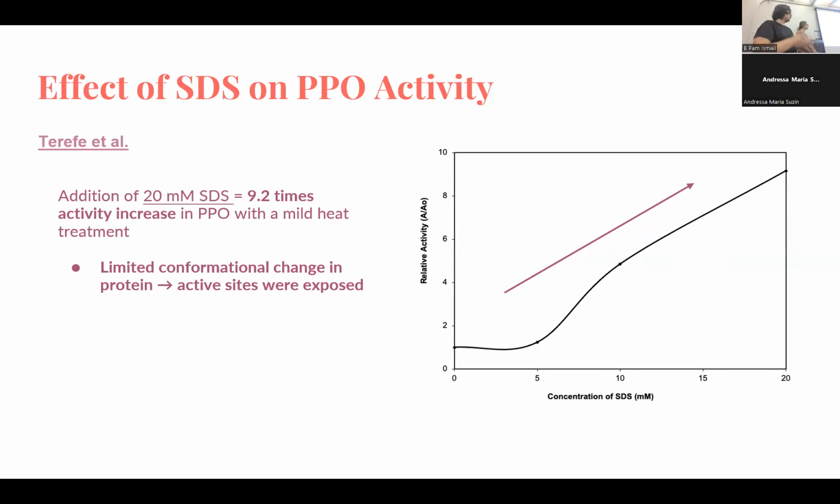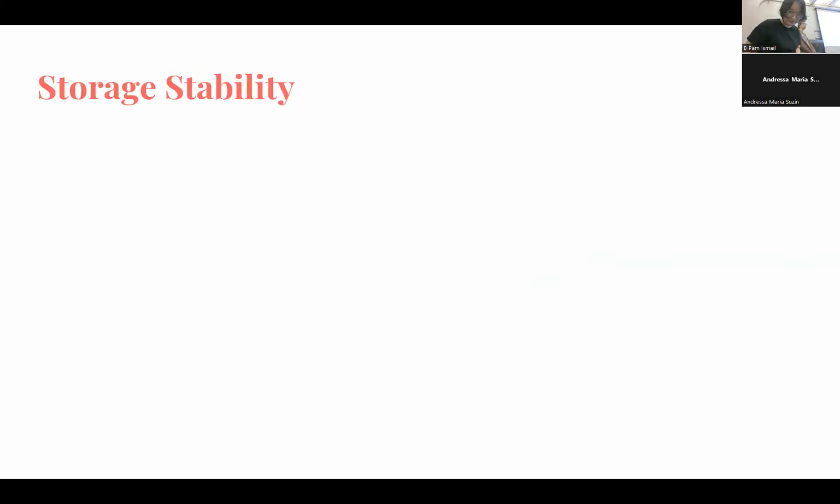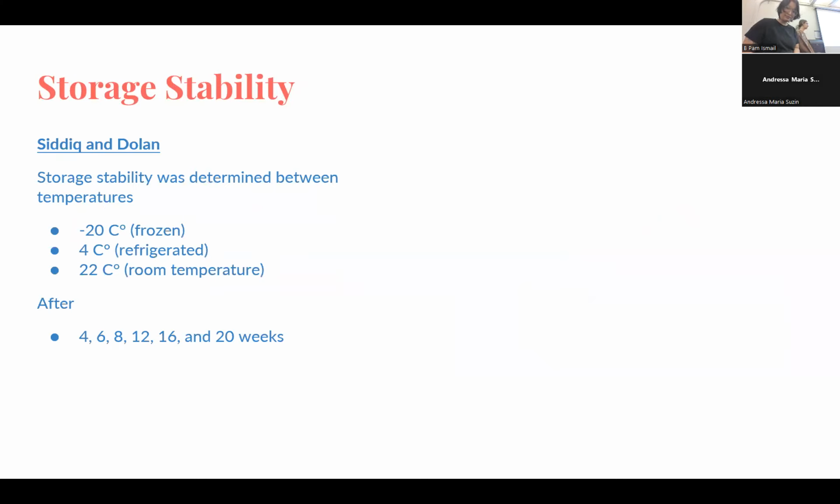And pretty much what the authors think happened was that, again, there is some limited conformational change in the proteins, allowing for more active sites to be exposed and causing activation of latent polyphenol oxidases. Through this minor experiment in the paper, the authors concluded that there is a presence and activation of latent polyphenol oxidases. And then moving on to storage stability.